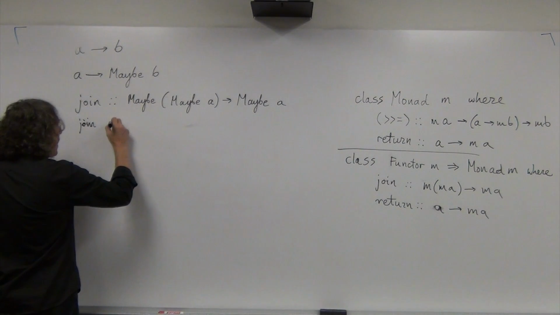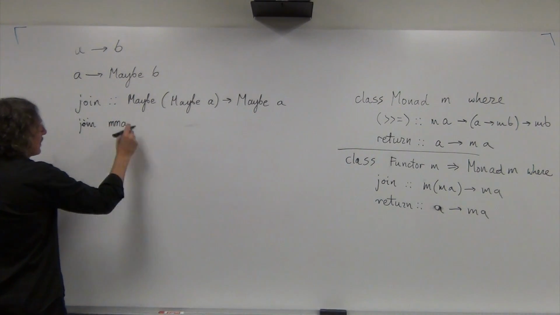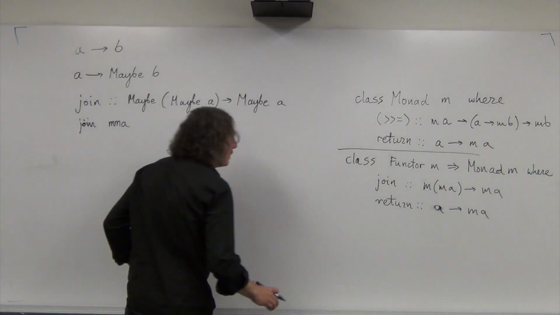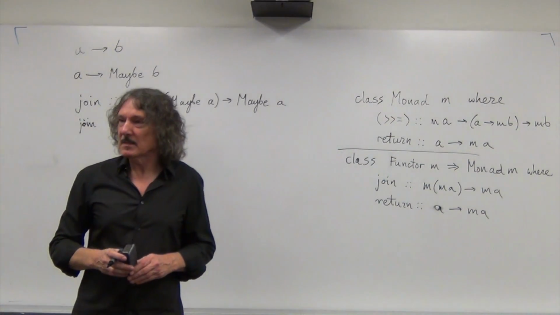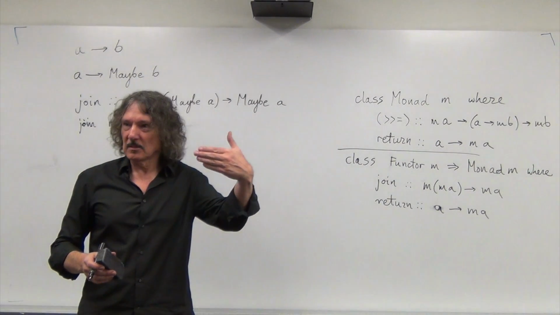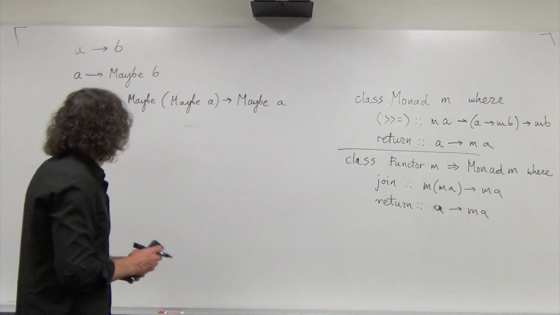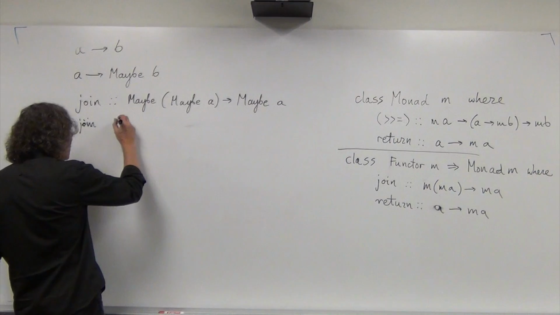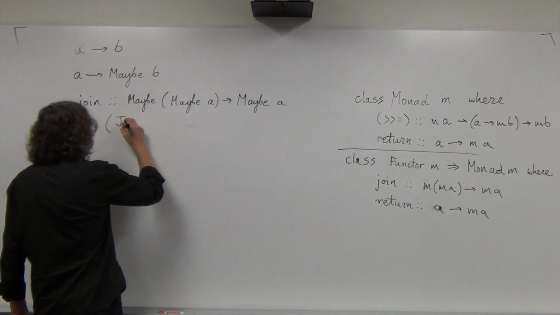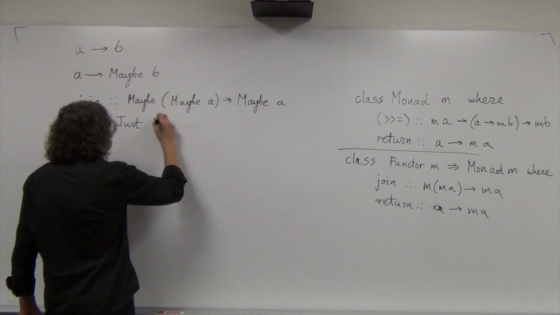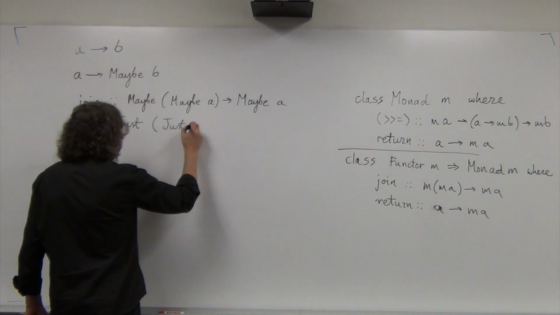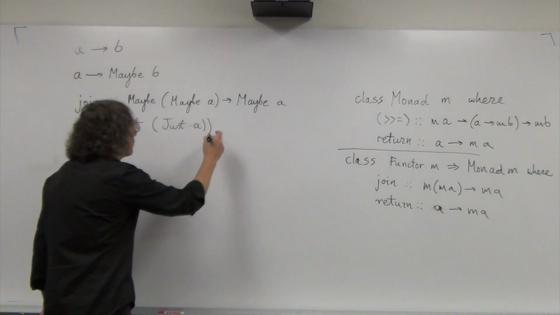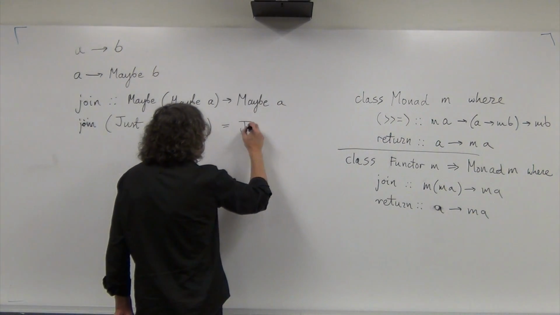Join, let's call this variable MMA, right? No, actually, since this is a sum type, it's either nothing or just A, right? So a sum type we pattern match, okay? There is actually only one pattern that is interesting, and that's just A. You can have nested pattern matching, right? And that will just return just A, right?